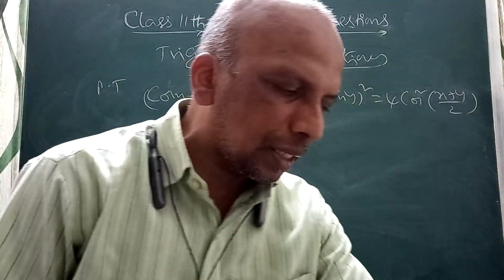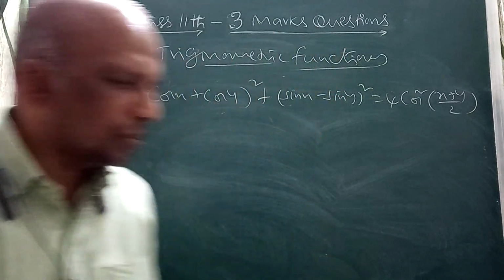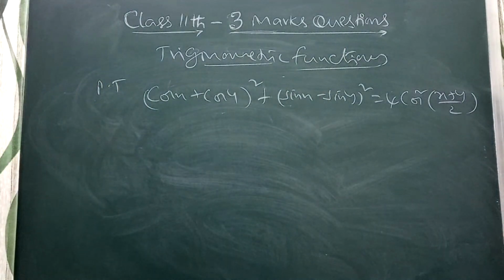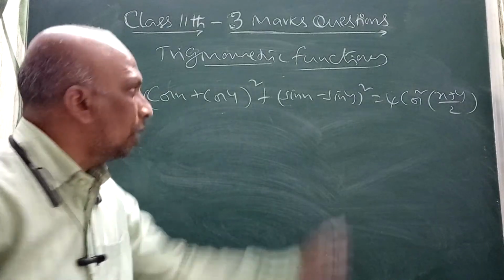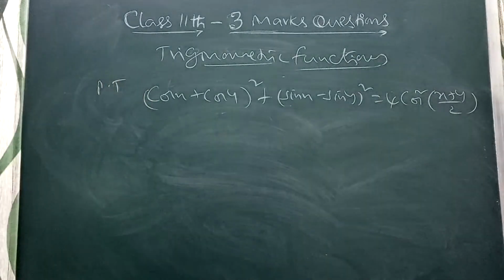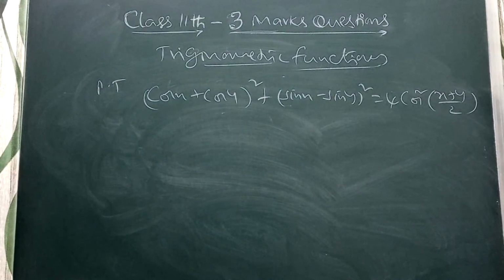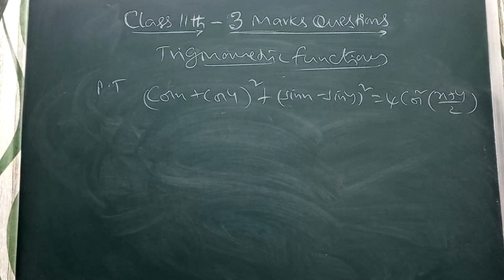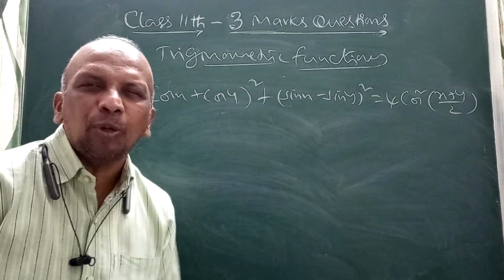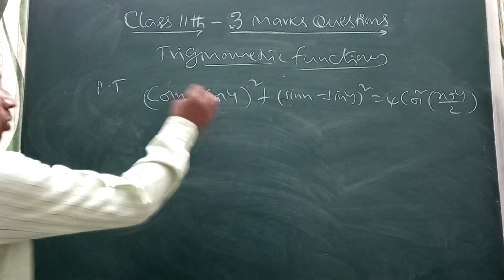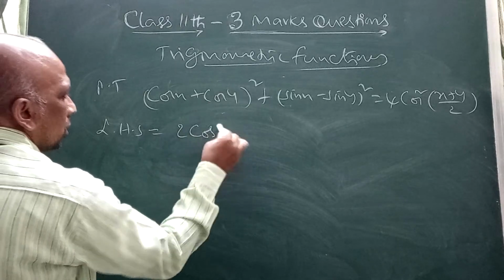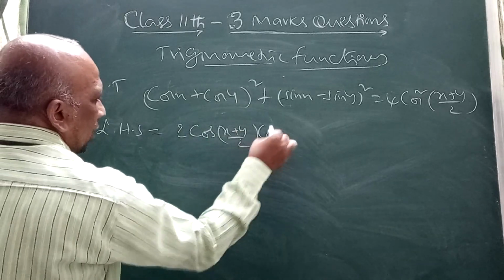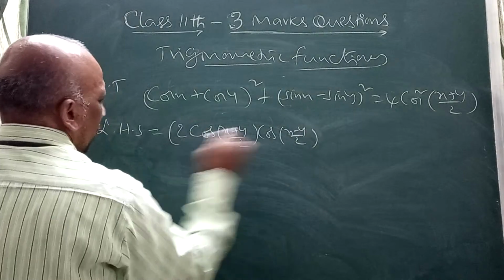We have two types of problems. They may ask any one of the problems like this. You can use the cos c plus cos d formula and the sin c minus sin d formula to simplify. If you take LHS, cos c plus cos d, you can see 2 cos of (c plus d) by 2 cos of (c minus d) by 2, whole square.